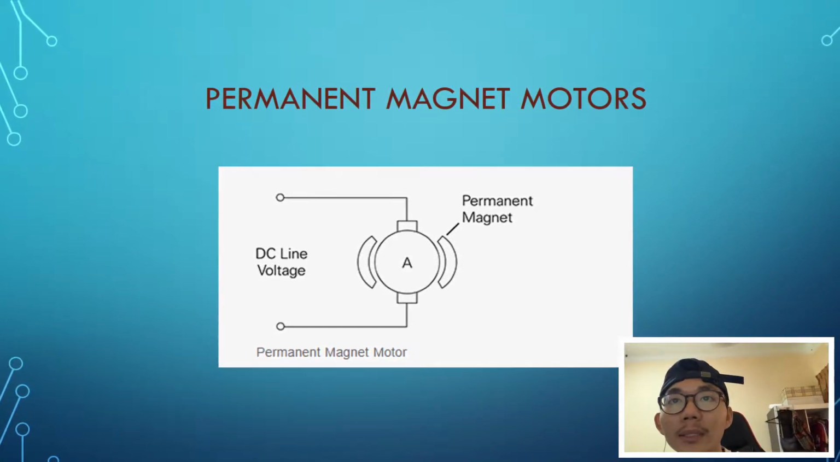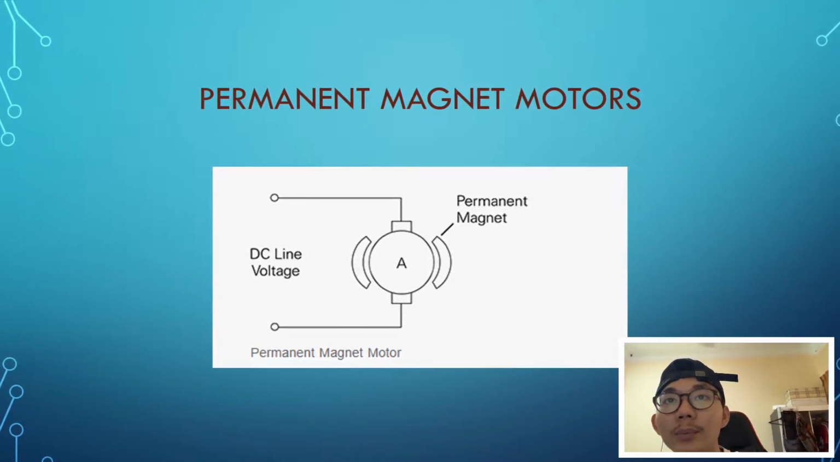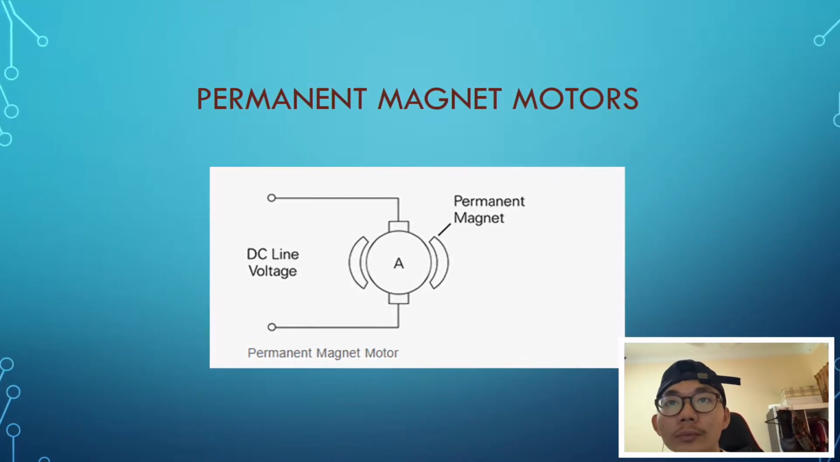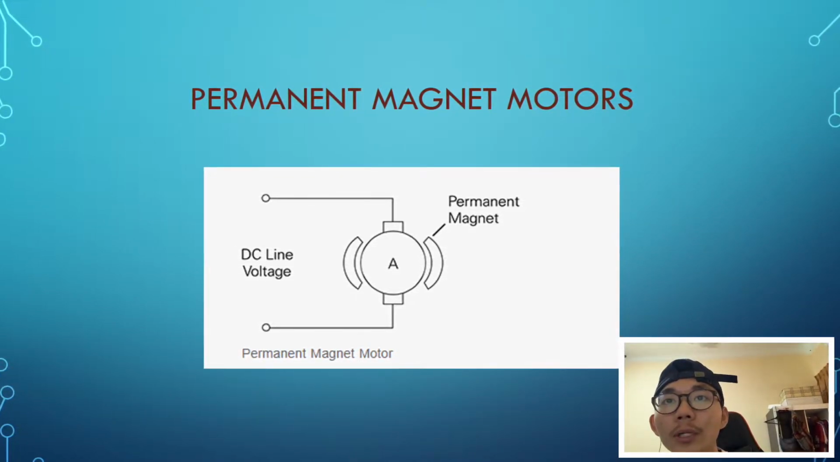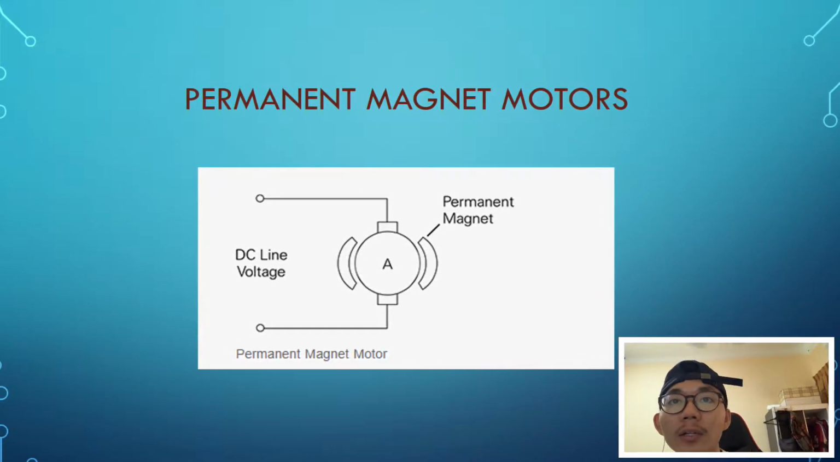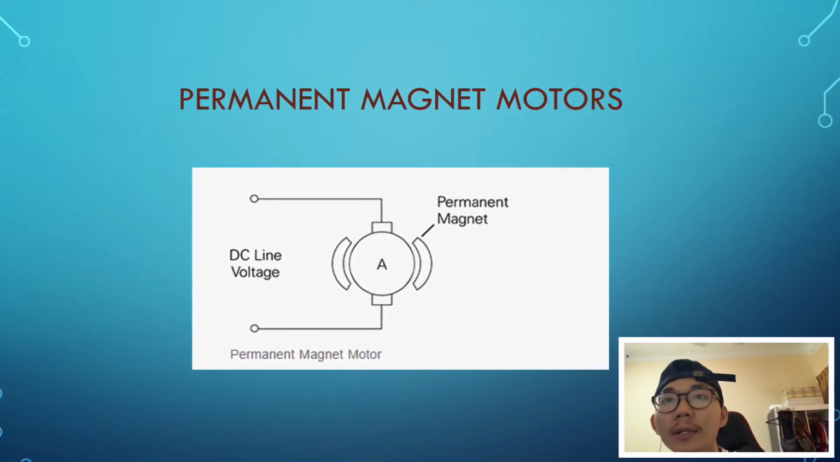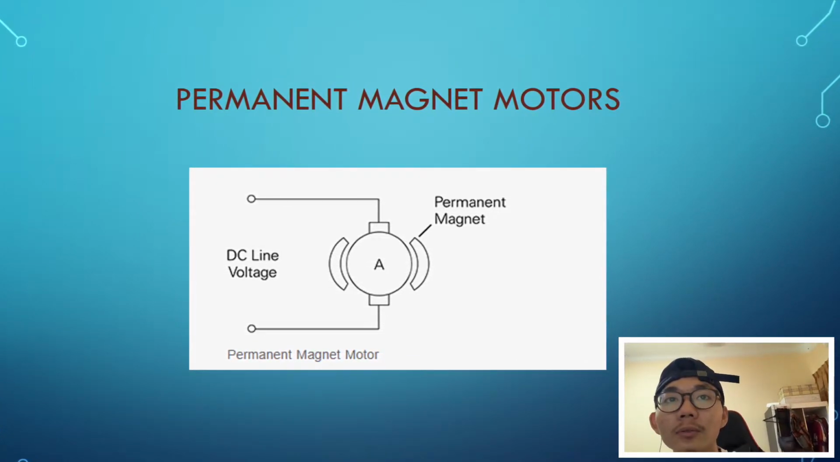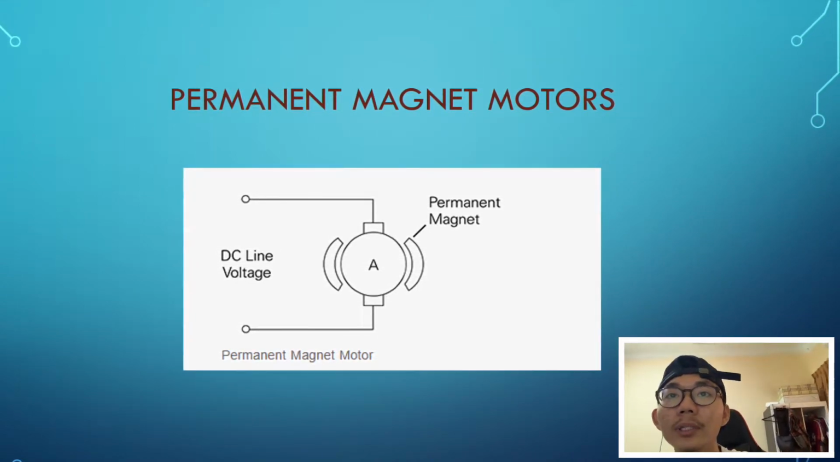A disadvantage of permanent magnet DC motor is that they are limited in the amount of load they can drive. This motor can be found in low horsepower applications. Another disadvantage is that torque is usually limited to 150% of rated torque to prevent demagnetization of the permanent magnet.